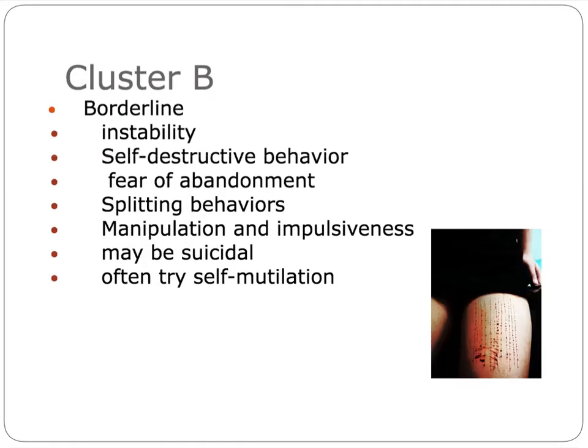With your borderline, they're very unstable, so their affect, identity, and relationships are all unstable. They're usually self-destructive, as you can see here in this video where this individual was cutting themselves. They have this fear of abandonment. They do that splitting behavior, splitting others against each other. Very manipulative and very impulsive. They may even be suicidal. They also try, again, the self-mutilation, and they are usually a high risk for suicide. They often try self-mutilation, as I said, and sometimes it's for attention or just to see the reaction that they can get.